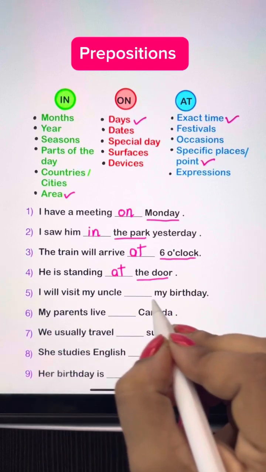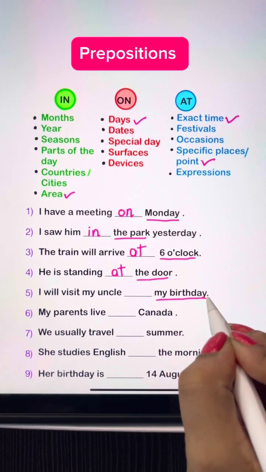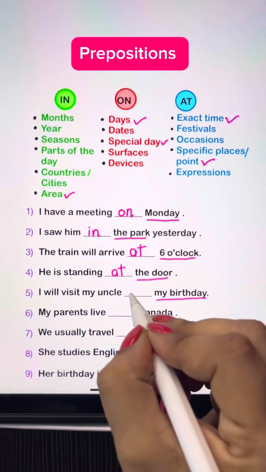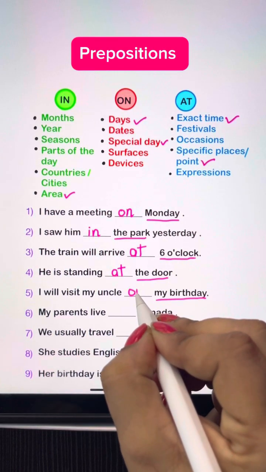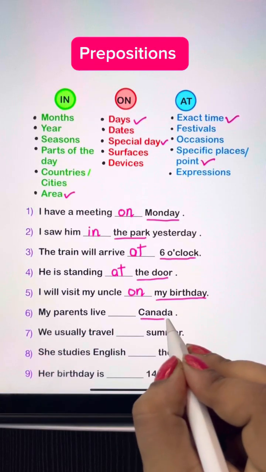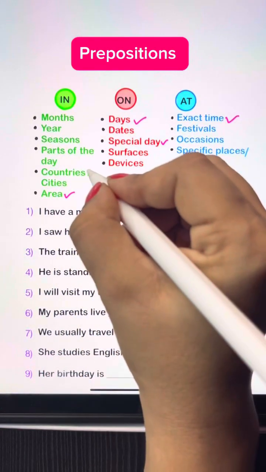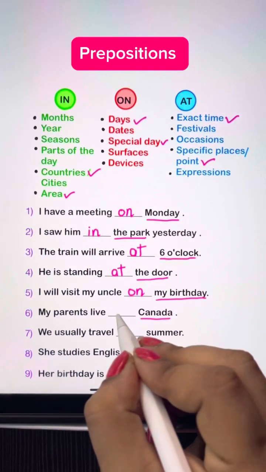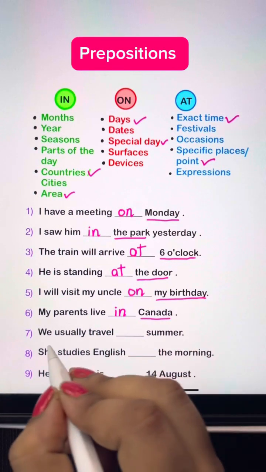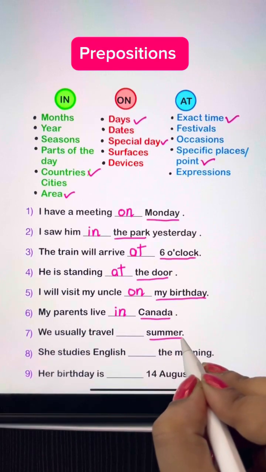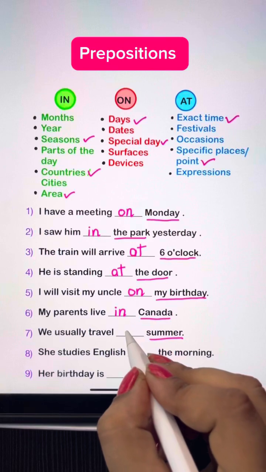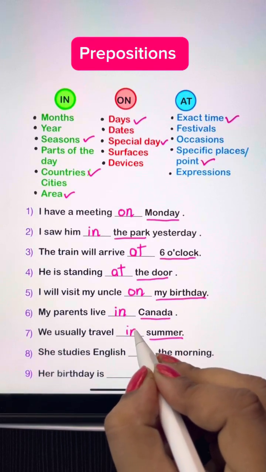Number 5, I will visit my uncle blank my birthday. My birthday is a special day. I will visit my uncle on my birthday. Number 6, my parents live blank Canada. Canada is a country. My parents live in Canada. Number 7, we usually travel blank summer. Summer is a season, and for season we use in. We usually travel in summer.